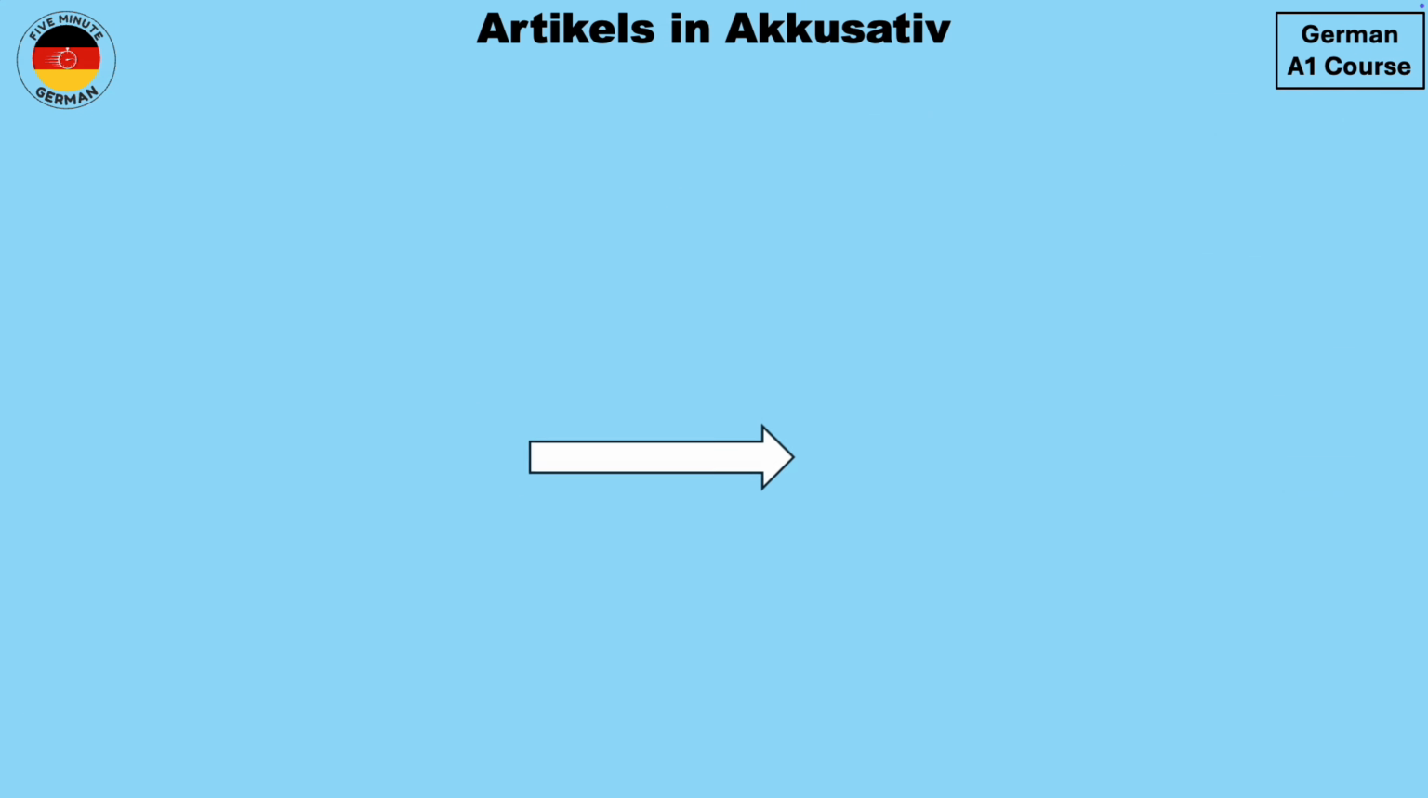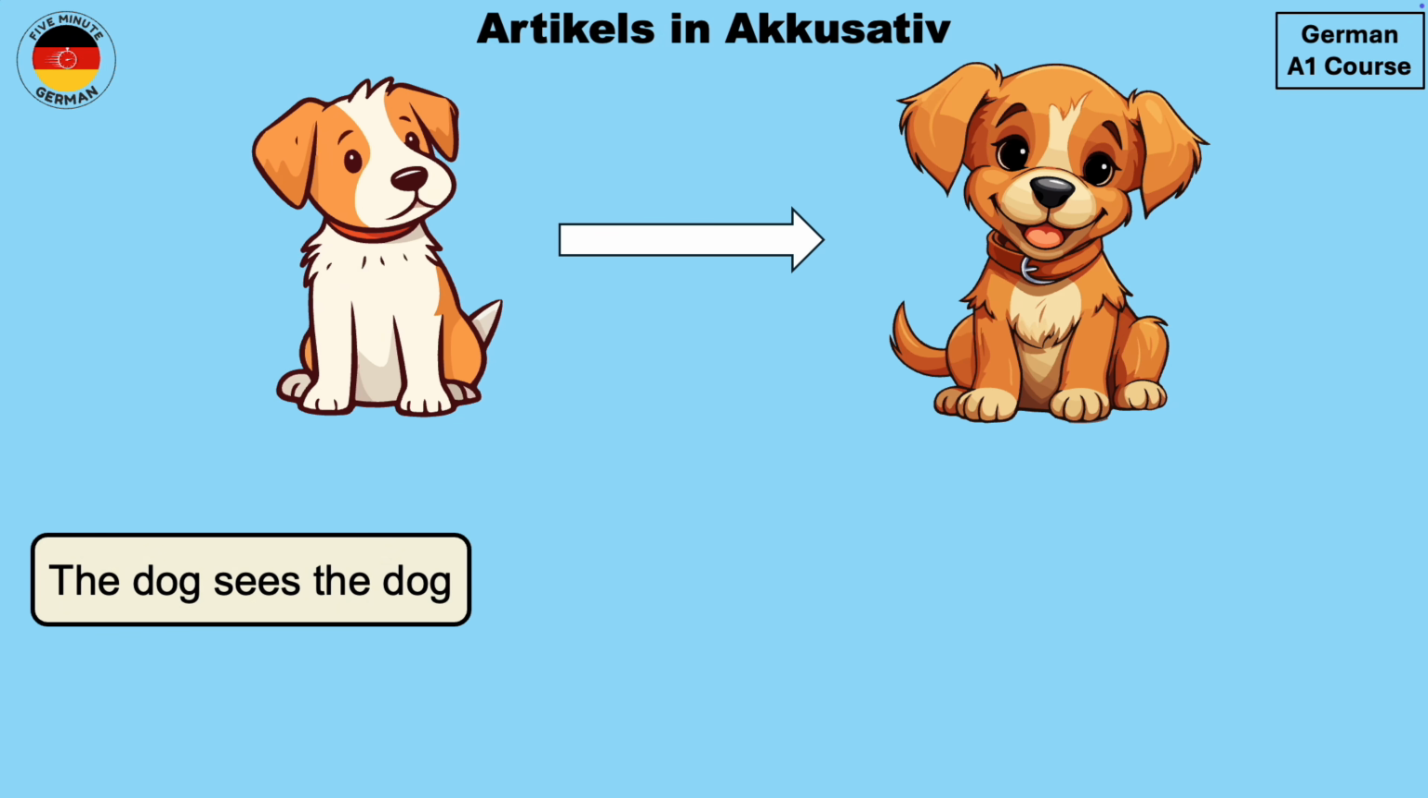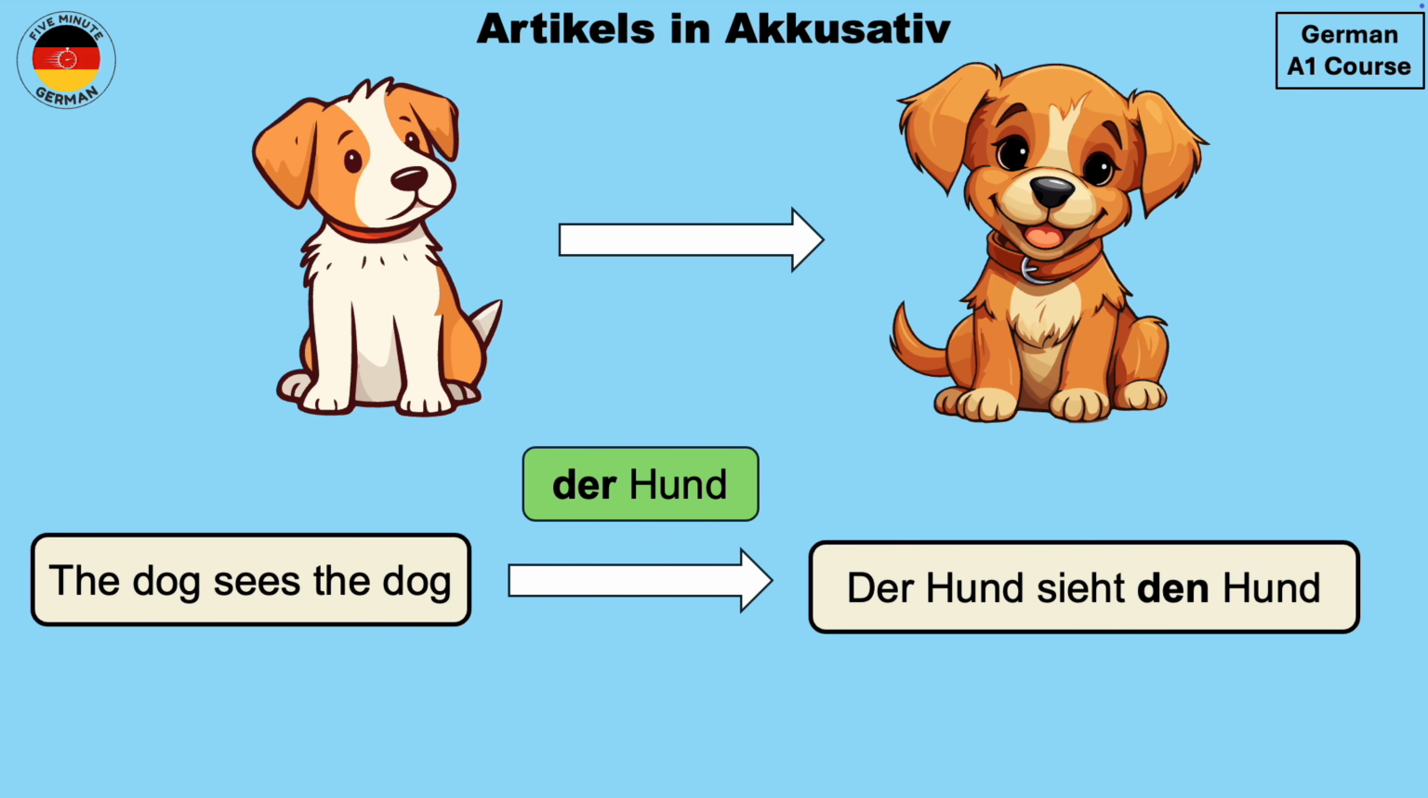Now I have a very interesting example for you. And the example is the dog sees the dog. And in German, the dog is der Hund. So it is masculine. So how will we write this sentence in German? So this sentence will become Der Hund sieht den Hund. The dog sees the dog. Now over here, one dog is the subject or nominative and the other dog is the object or accusative. And you can find this by the rules which I told you in the start. So you can find the subject by asking the question who sees, and that is der Hund or the dog.